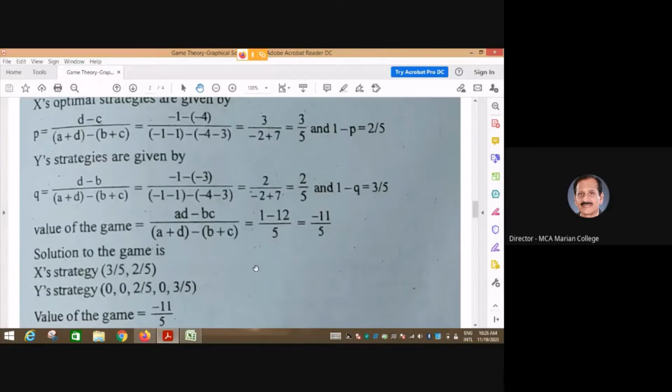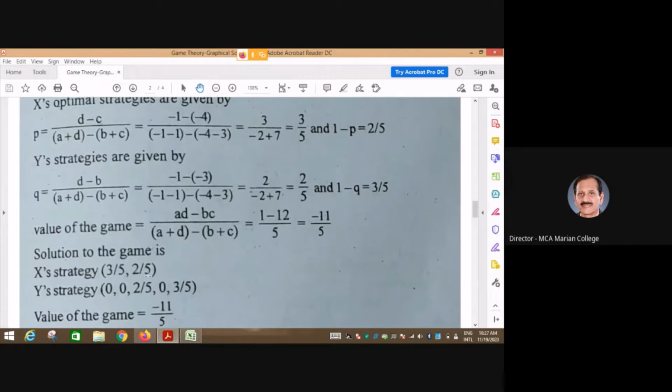So the solution to the game, the first player, its strategies are P is 3 by 5, Q is 2 by 5. So X will choose first strategy with a probability 3 by 5 and the second strategy with a probability 2 by 5. Now, considering Y strategy, here also it is very important. Y has got 5 strategies, but out of 5 strategies, we have ignored first one, second one, and fourth one. We have considered only third and fifth.